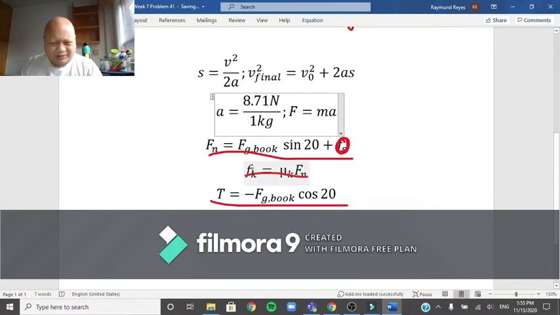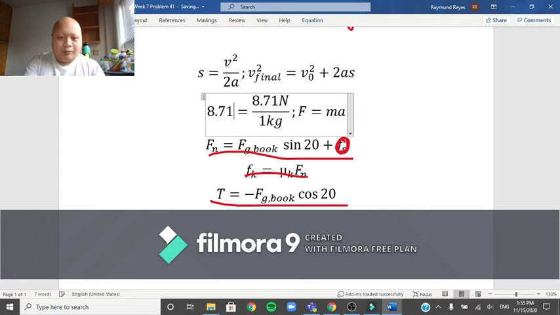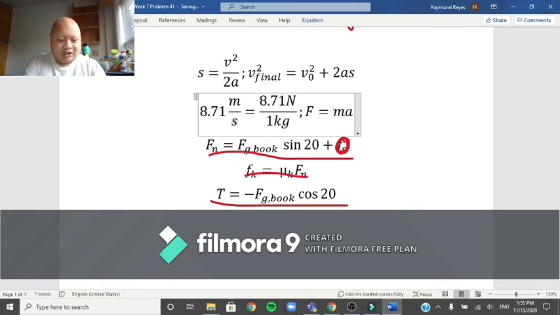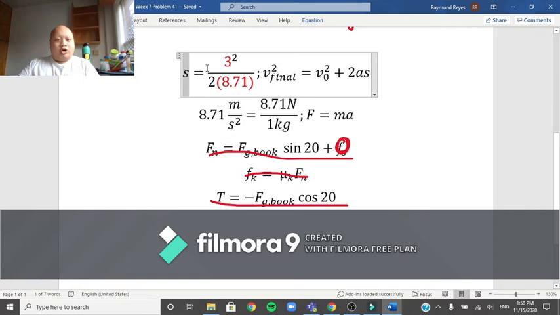Even though it does kind of seem sketchy, the net force is 8.71 newtons, and then we do have to divide that by the mass to get acceleration, and the mass of the book is 1 kilogram. So it does seem kind of weird, but that would mean that the acceleration of the book will be 8.71 meters per second squared. Now we have to put this into the distance function. So we are given that the velocity is 3 meters per second, and then we calculated that the acceleration will be 8.71 meters per second squared.